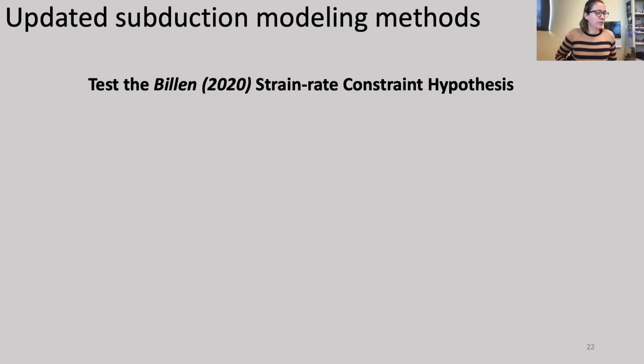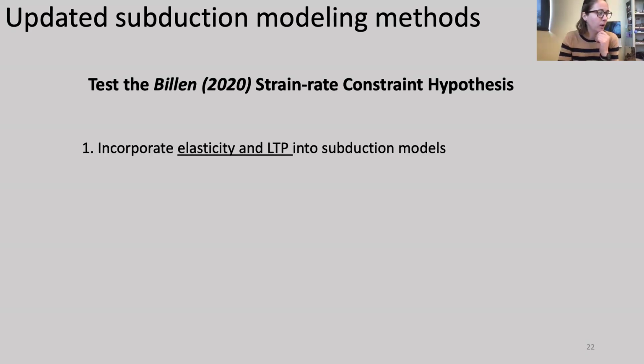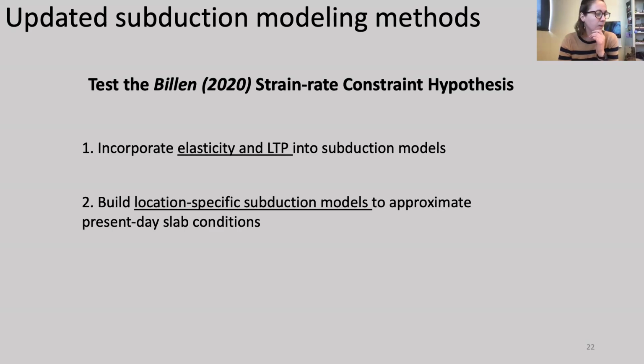So what I'm going to present next is some updated subduction modeling methods that I worked on during the final portion of my PhD that were going to address some of those limitations and then test that strain rate constraint hypothesis with these updated models. And so I incorporate both elasticity and low temperature plasticity into the rheology of the numerical models. And I developed a method to build location-specific subduction models to better compare with earthquake observations. And so I'm going to walk you through a little bit of the methods for that next.